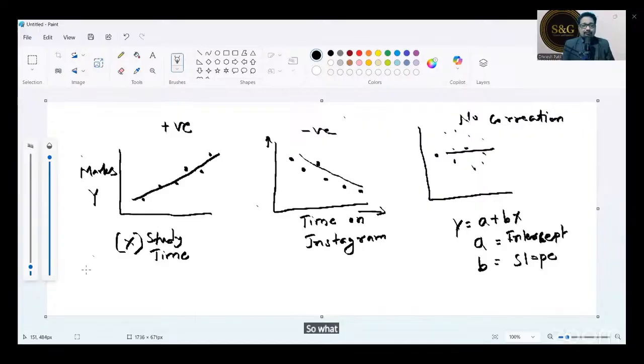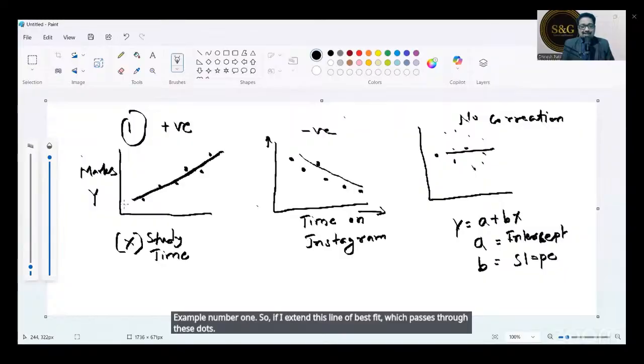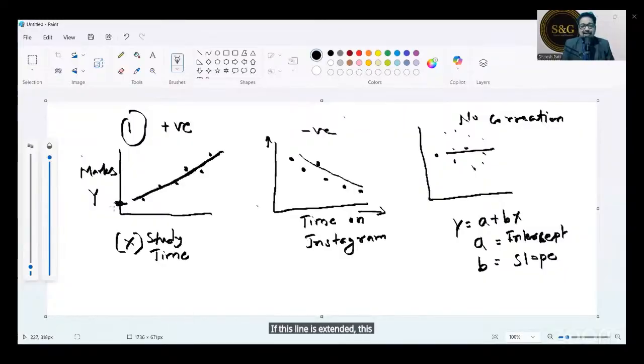So what is intercept? Let's look at this example number 1. If I extend this line of best fit which passes through these dots, this line intersects the y-axis, and this point is called A. It's called the intercept. Okay, and what is slope? What is the difference your x is making on your y? What is the difference with 1 unit change you are getting on your y?